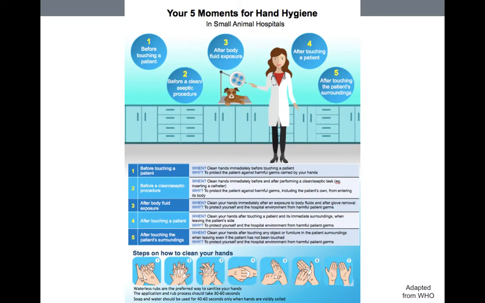Hands are the number one vehicle for transmission of hospital-associated infections, so carrying out hand hygiene at the right time in the right way is the most important action you can take to break the chain of transmission. Shown here are 5 key moments in which hand hygiene should be consistently carried out. These moments include before touching a patient.